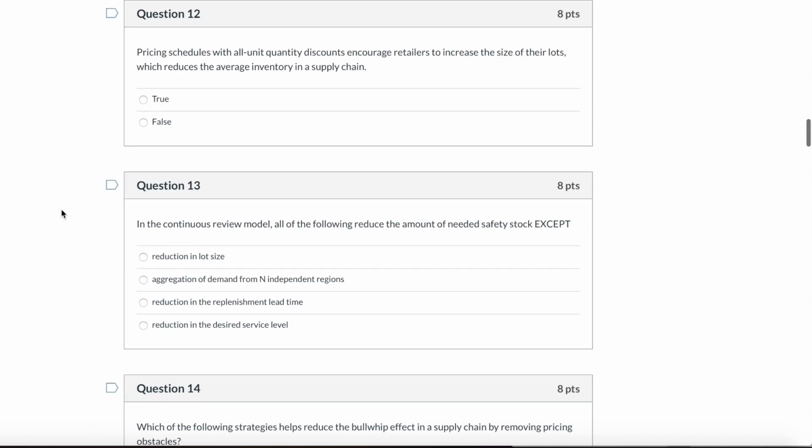So this is false. Pricing schedule with all unit quantity discounts encourages retailers to increase the size of their lots, which reduces the average inventory in a supply chain. So all unit quantity discounts encourage retailers to increase the size of their lots. For sure, that's definitely true, because if you get a discount, you're going to buy more, right? Which then reduces the average inventory in a supply chain. However, that part is not true. If you buy more product, everyone is forced to step up their game. And in turn, that does not mean that there's a lower average inventory in the supply chain. So that's false.